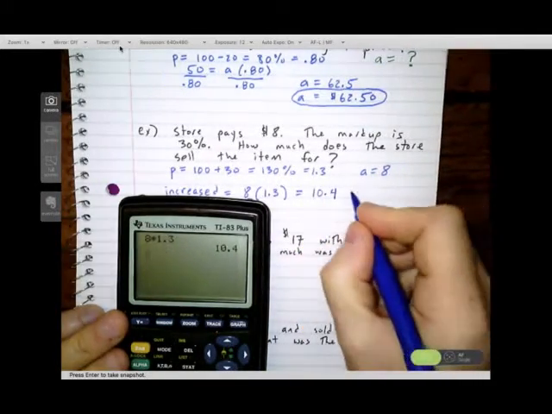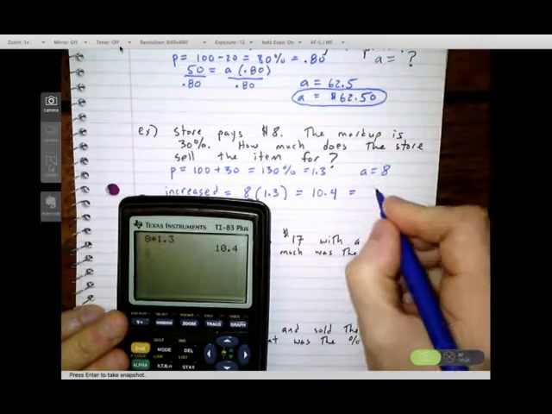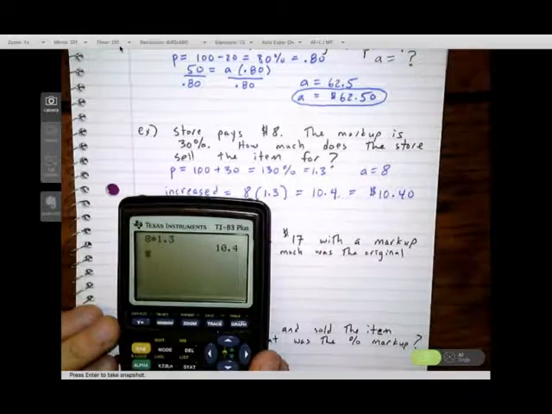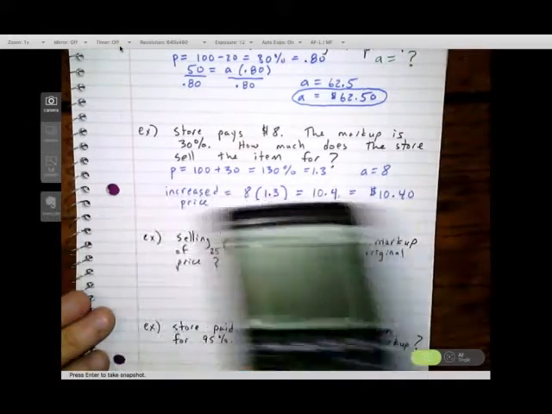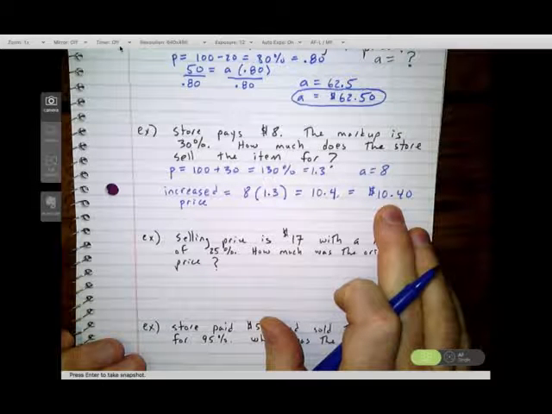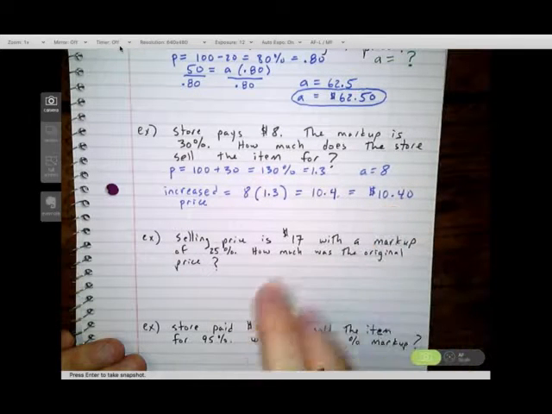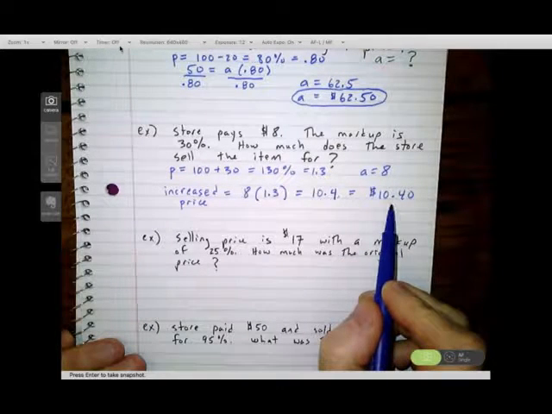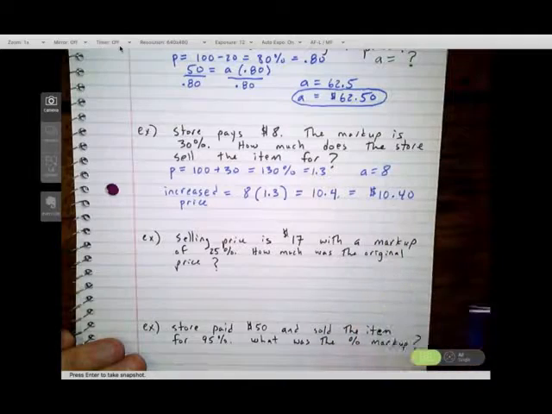Let's make that look a little more like dollars and cents. So this would be $10.40. Just add a 0 at the end. So there is what the consumer would pay. And in the process, if the store paid 8 bucks and they sell it for $10.40, they're making $2.40 every time they sell that item.